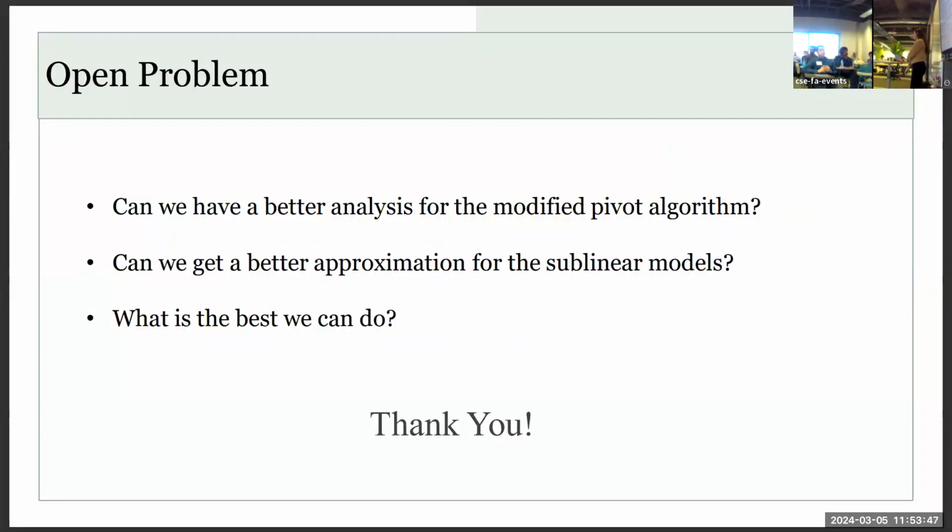So let me talk about the open problems. One open problem is: can we do the analysis of the modified pivot algorithm better and get better than our result? And the problem that still remains open is: can we get a better approximation for any of the sublinear models, and also what is the best time we can achieve in these models? That's it. I'm happy to answer any questions.